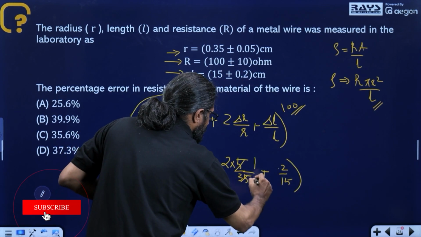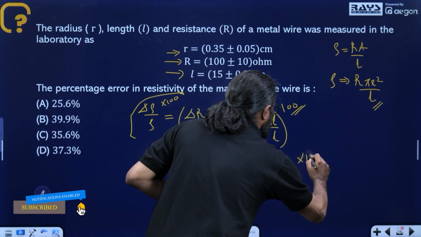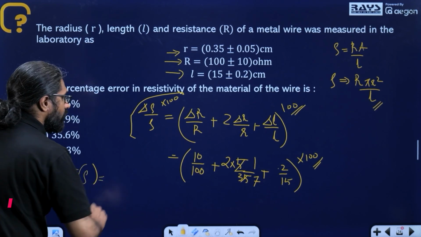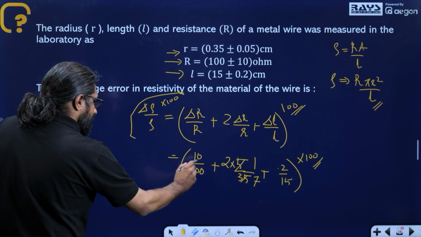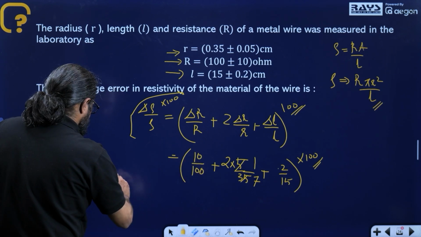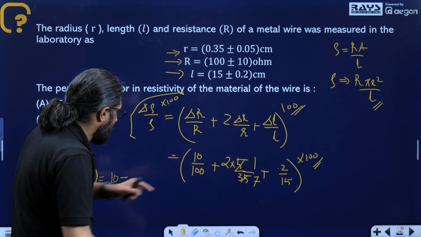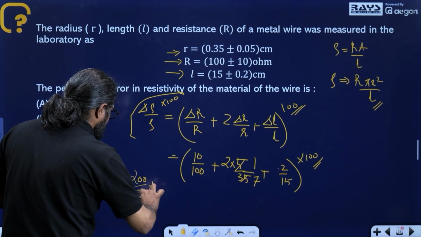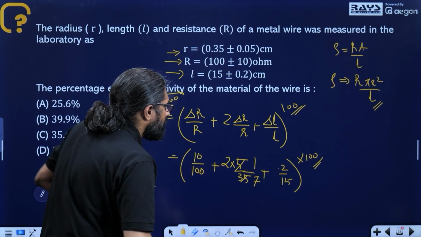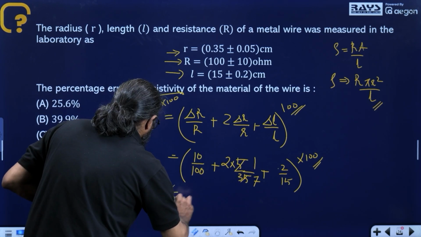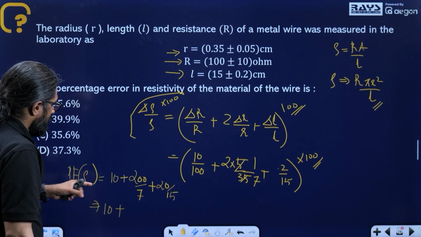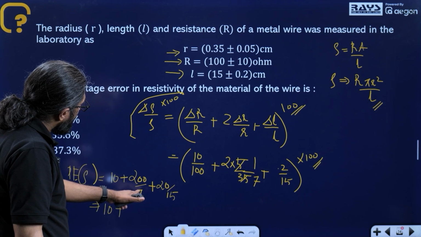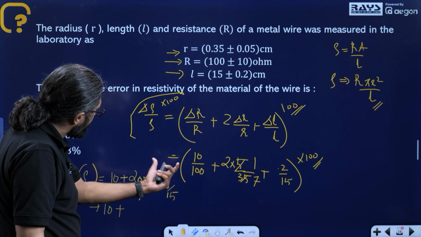Alright, this is actually 1 by 7 here, and that into 100 is still there. So percentage error in rho will then be equal to 1000 divided by 100, that is 10, plus 200 divided by 7, plus then I have 20 divided by 15. This is 10 plus 200 divided by 7, which will be 140 is 20 times. And then I have 56 to add on to it because there is 60 left.